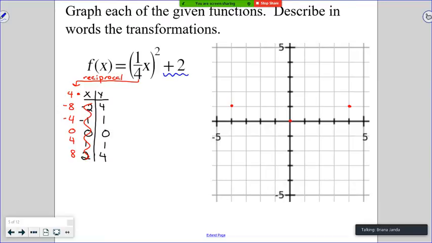Okay, is that 2 moving us left or up? Up, right? It's outside of my function. So I will take each of these dots and move them up 2. And it's really wide, but it is a nice smooth curve through there. Okay, the description part of it. I want you guys to take a second ahead of me and see if you can describe. We did 2 transformations. Can you get them correctly described?